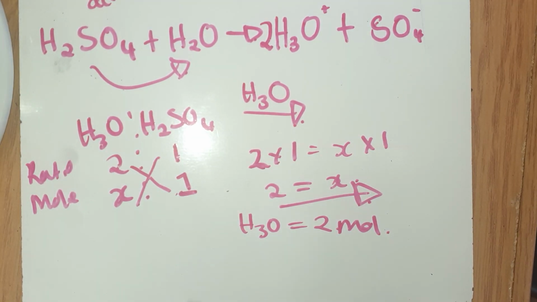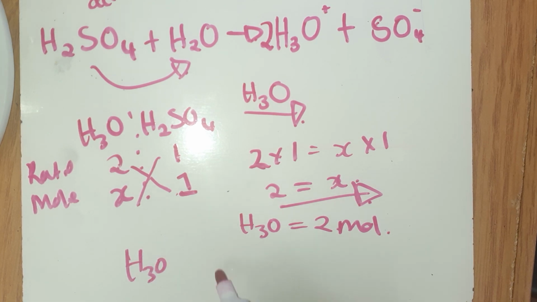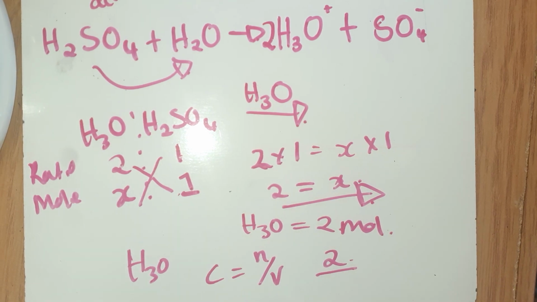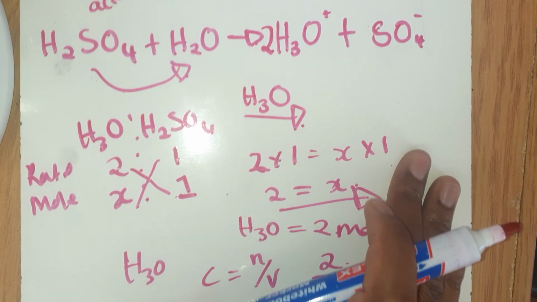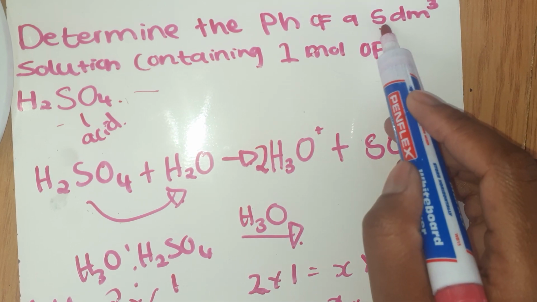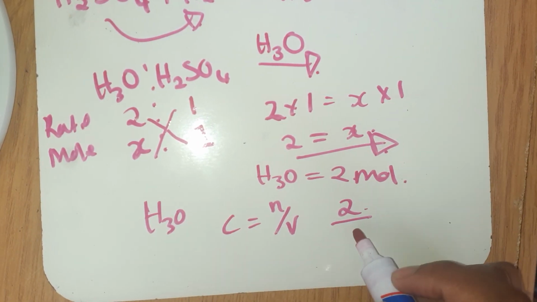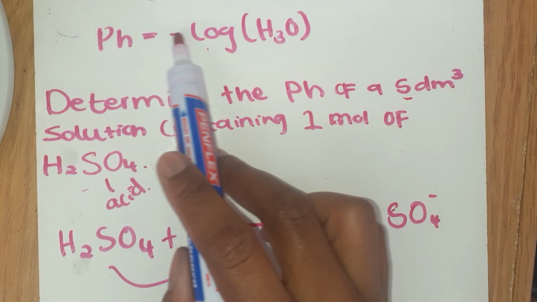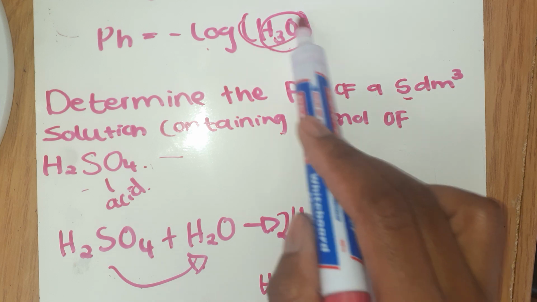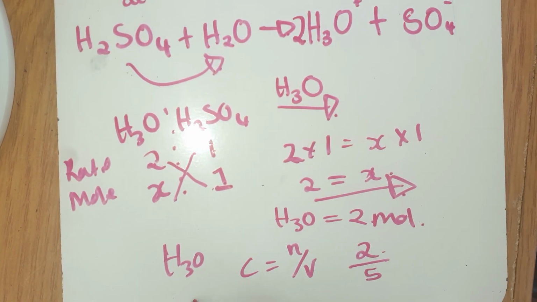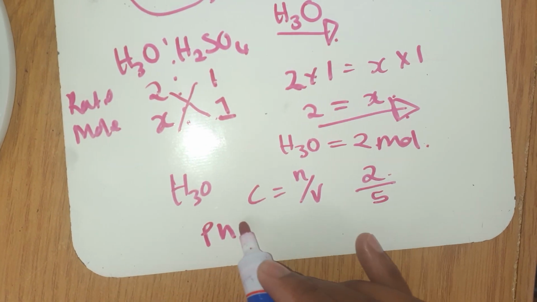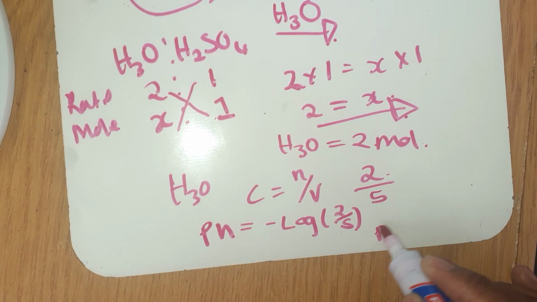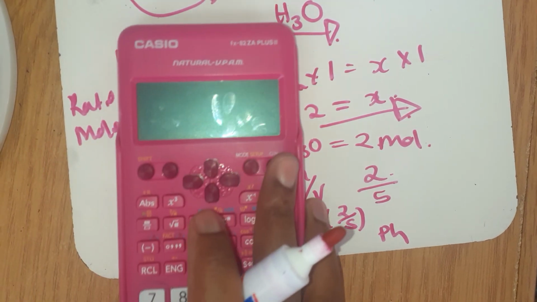So we'll calculate the concentration of H3O. Concentration equals mole over volume. The mole is 2 and the volume of this is 5. Here it has been given, it's 5, so we'll have 5. Now this with negative log H3O, this is concentration. So we're going to say pH equals negative log 2/5. You punch that into your calculator.